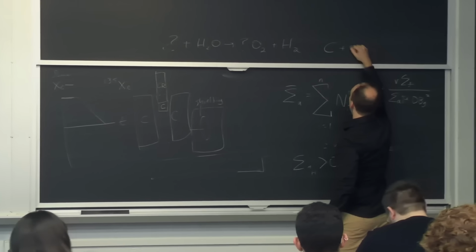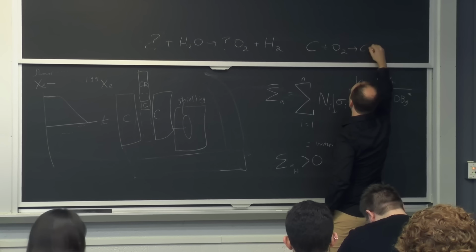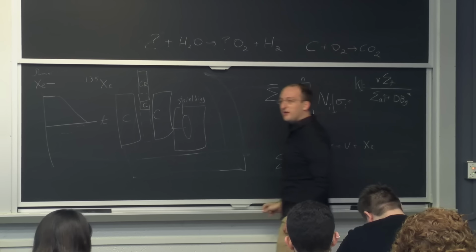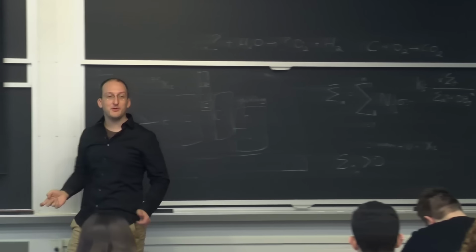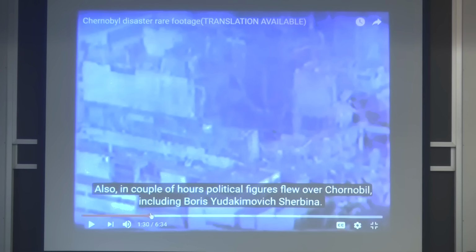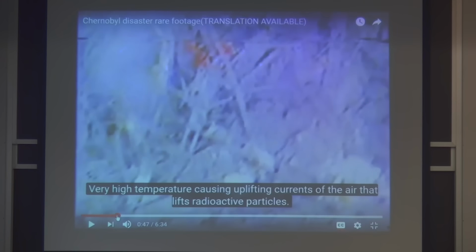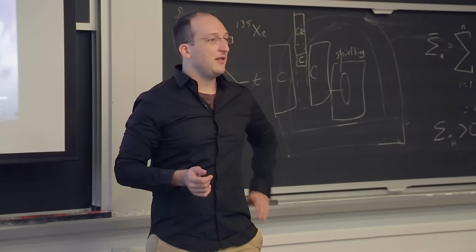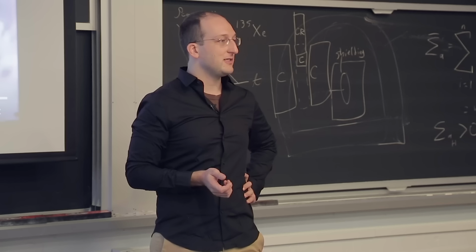Add graphite plus oxygen, you start making carbon dioxide. So graphite burns when it's hot. And as you could see from the video, where is that nice still of burning graphite? Yeah, that graphite was pretty hot. So a lot of that smoke included burning graphite and a lot of the materials from the reactor itself.